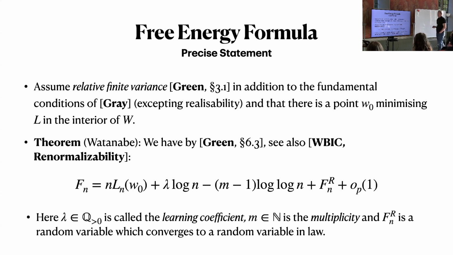Okay, so the key theorem to date in SLT is what we call the free energy formula. Assuming some conditions, including relative finite variance, which I mentioned earlier as a weakening of realizability, and some fundamental conditions, it's proven in the Green Book, making use of the work in the Grey Book, that there's an asymptotic expansion of the free energy given by a term that looks like the potential energy at some optimal parameter, a term that involves the RLCT or learning coefficient, the multiplicity, and then some lower order terms.